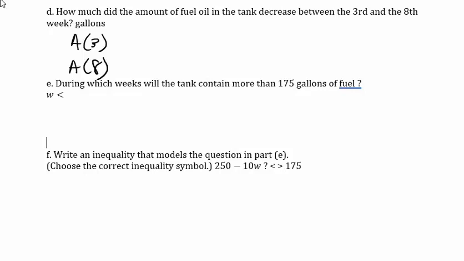Another option is we know that the difference per week is 10 gallons, and so you could just count how many weeks are in between here. So again, subtract, and we get 5 weeks, and every week was 10 gallons consumed, and so 5 times 10, or 50 gallons.